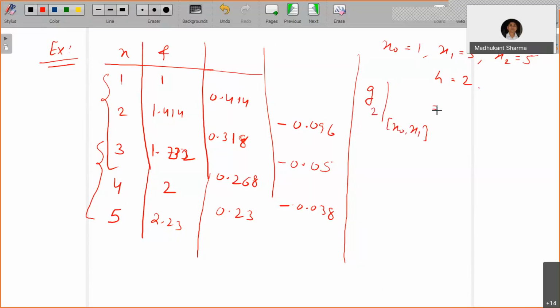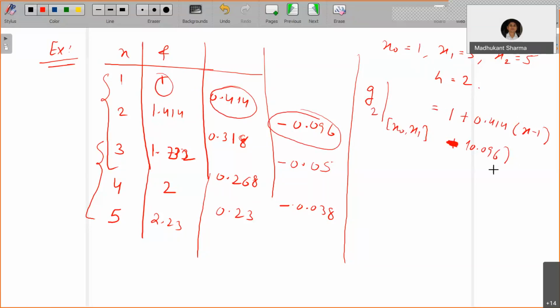Now, if you go with two subintervals, G2 restricted at x0 to x1 is equal to f at x0, then this, and then this. So this is equal to 1 plus first divided difference, that is 0.414 times x minus 1, plus, or this is minus 0.096 times x minus 1 into x minus 2. Now, similarly, G2 restricted on interval x1 to x2. So you are going to start with this. These three values you are going to use.